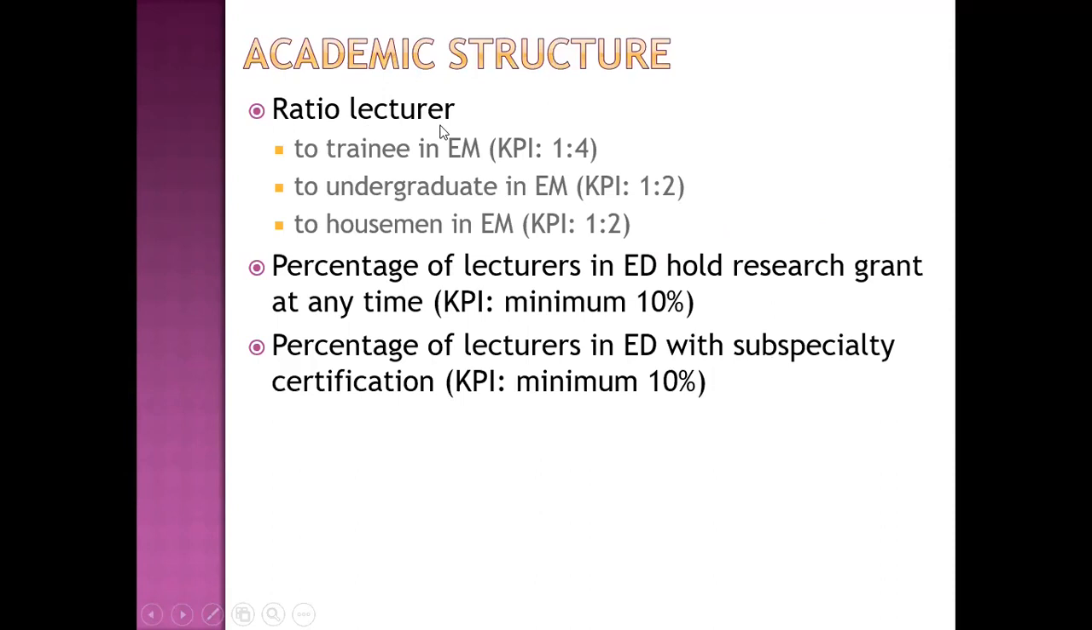Then key performance indicators related to academic activity: ratio of lecturer to trainee in emergency medicine, ratio of lecturer to undergraduate in emergency medicine, ratio of lecturer to houseman in emergency medicine, percentage of lecturers in emergency department who hold a research grant at any time, and percentage of lecturers in emergency department with subspecialty certification.